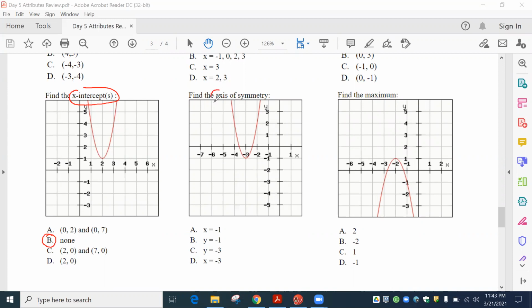All right, axis of symmetry. So axis of symmetry was x equals. So we can eliminate all the y equals. We can draw our line that splits this in half. We hit -3, so it's D, -3. Maximum is going to be how tall or how short something is. So how tall in this case is it? So we measure to the side and we get +1.